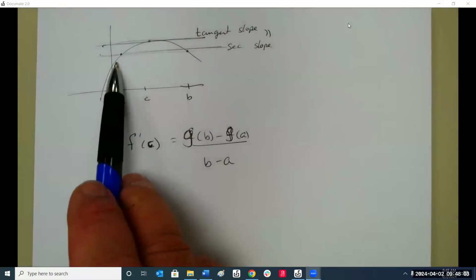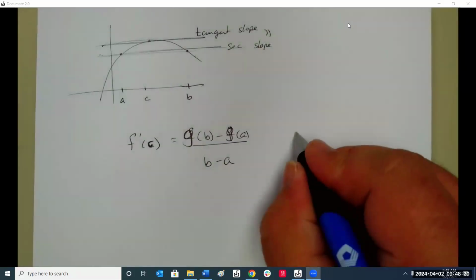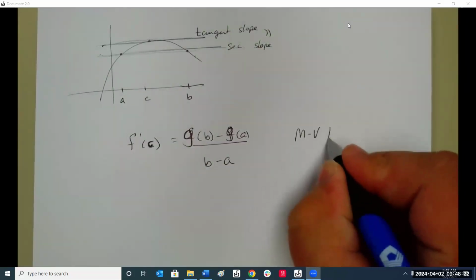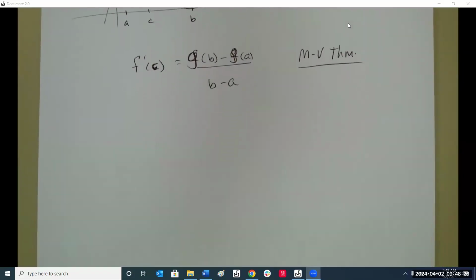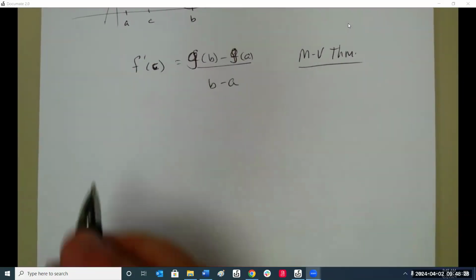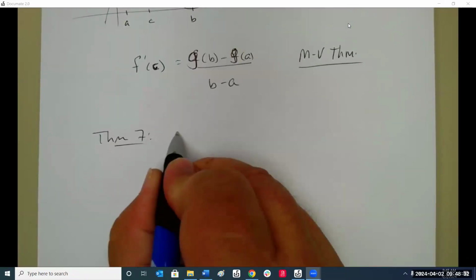That's the mean value theorem. It says that for the slope of a secant line in a closed interval, there's a point C within that closed interval where the tangent of that curve is parallel to that secant line. That's the mean value theorem. Now we have theorem 7, which is Cauchy's theorem.